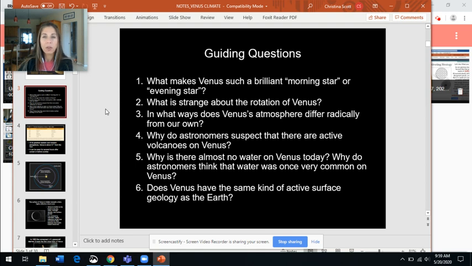What is strange about the rotation of Venus? We'll talk about that. And in what ways does Venus' atmosphere differ radically from our own? We'll show you some slides. We just touched on that just a moment ago.